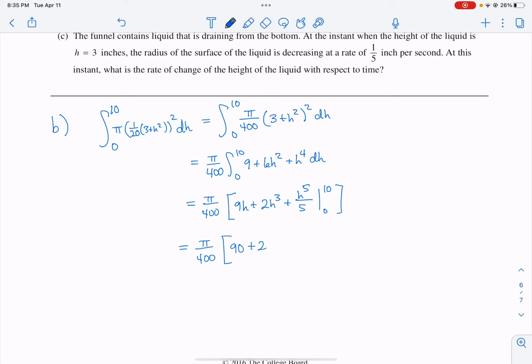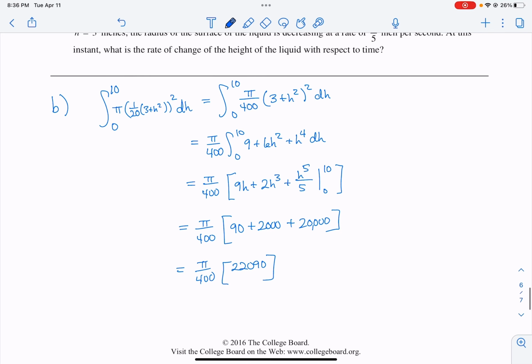90 plus 2,000. Let's see. 10 to the fifth power is 100,000. 100,000 divided by 5 is 20,000. So this turns into pi over 400 times 22,090. Oh yeah, there's no denominator, that's actually just the number there.